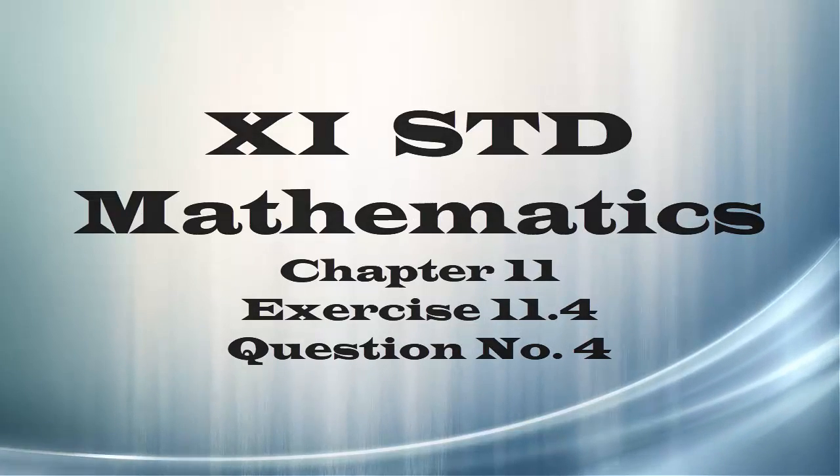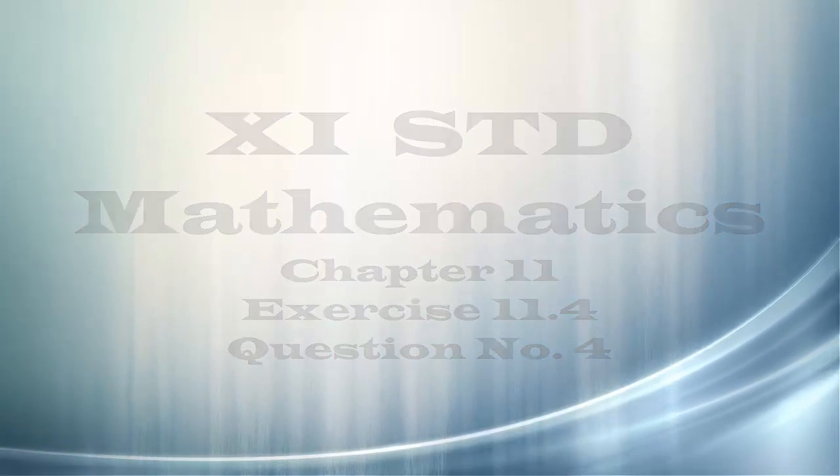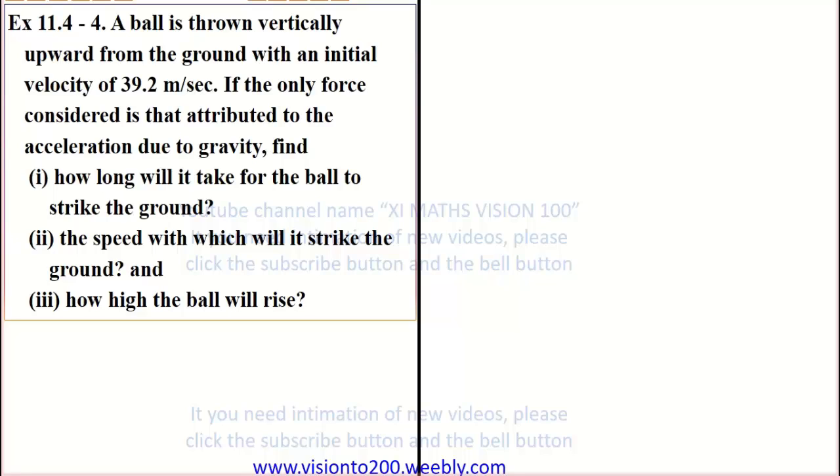Exercise number 11.4, question number 4. A ball is thrown vertically upward from the ground with an initial velocity of 39.2 meters per second. If the only force considered is that attributed to the acceleration due to gravity, find subdivision 1. How long will it take for the ball to strike the ground?